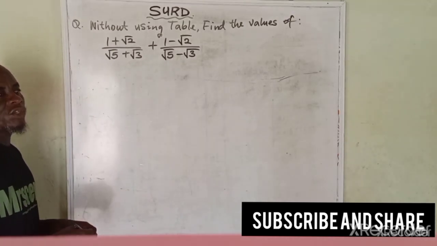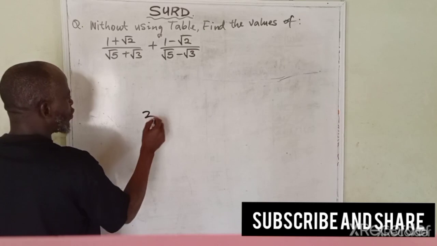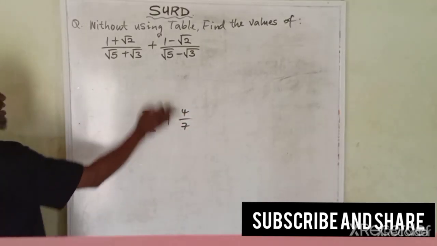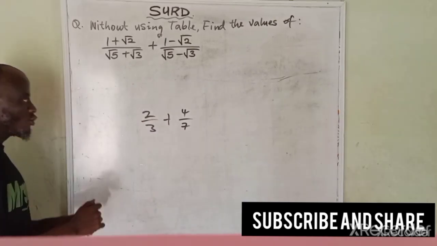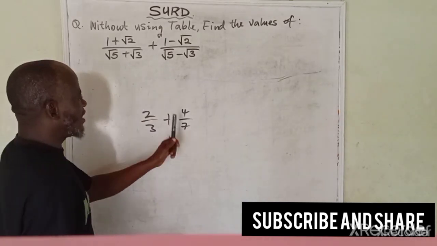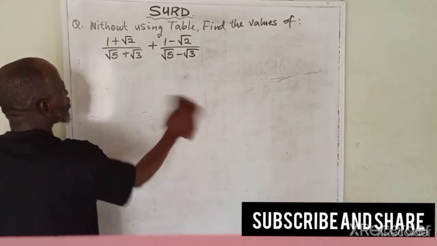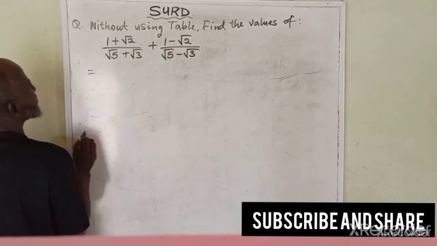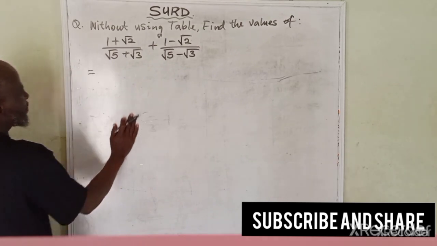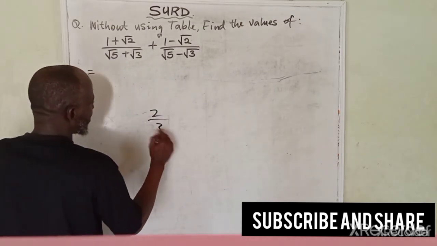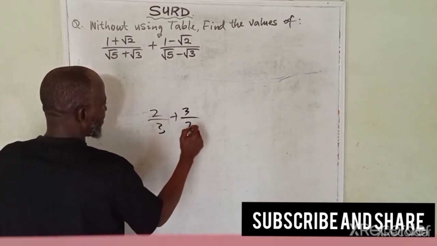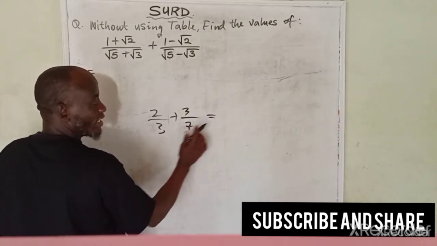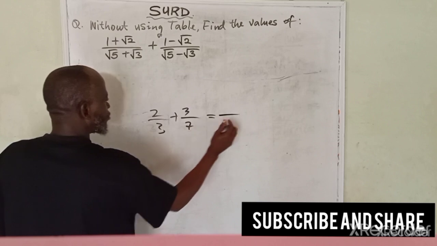We solve it as we solve fractions, like 2 over 3 plus 4 over 7. The way you solve this fraction is the same method you solve this. How do you solve this? You find the LCM and add together. Another way of getting the LCM is just to multiply the denominators together. So the LCM will just be 3 times 7, which is 21.